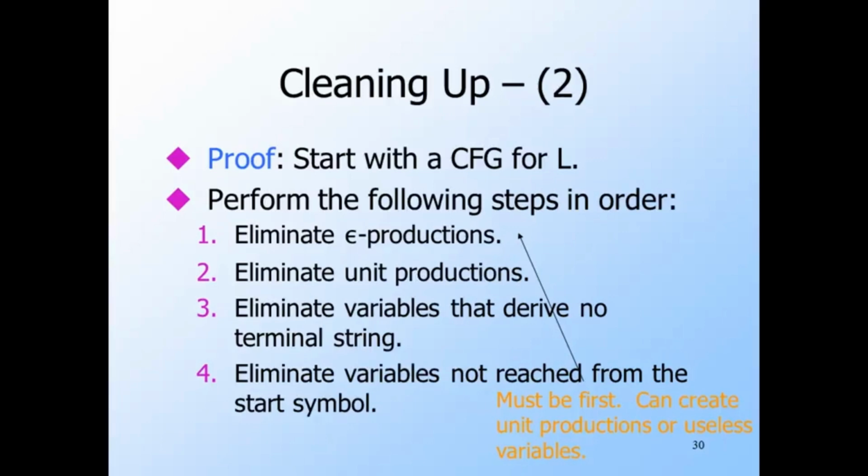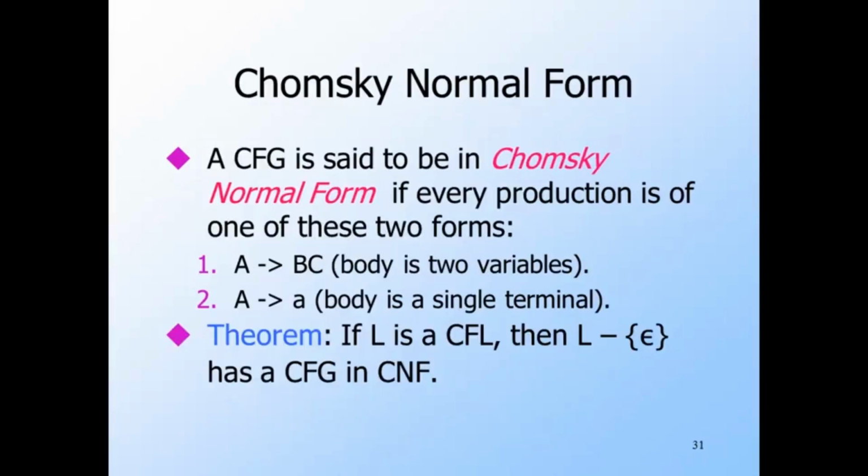Second, eliminate the unit productions. Third, eliminate variables that derive no terminal strings. We explained earlier why this step must precede the next step in our quest to eliminate all useless symbols. So finally, we do the fourth step of eliminating all the unreachable symbols. We've almost got our grammars into Chomsky normal form, or CNF. Such a grammar has only 2 kinds of production bodies, single terminals or 2 variables.